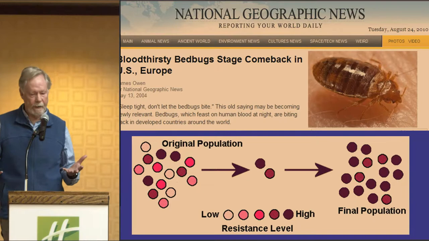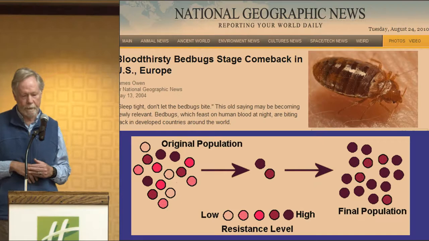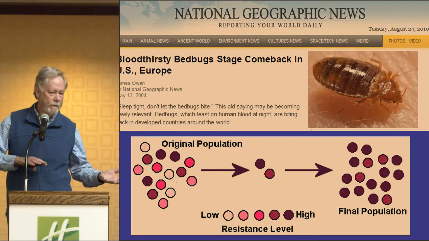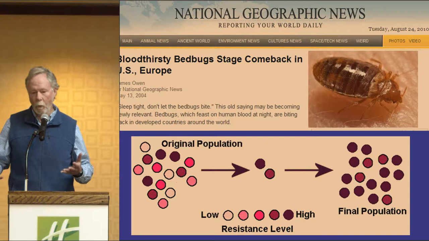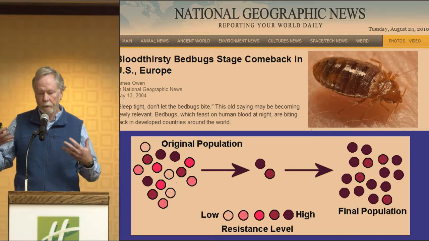But what happens when you use DDT or other pesticides on something like a bed bug? So on the left in the bottom, you have your original population. You have some individuals who are susceptible and some who are resistant, let's say, to DDT. And so then you kill all the ones that are sensitive, and the ones that remain are the ones that are resistant. So when those individuals reproduce, we get a new population which has much higher resistance.